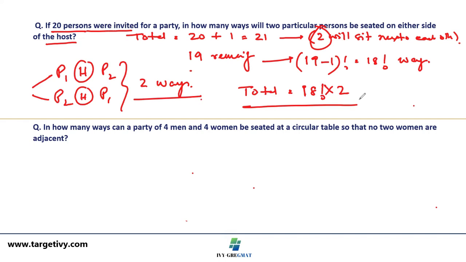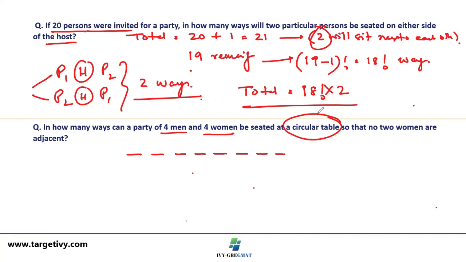In how many ways can a party of 4 men and 4 women be seated in a circular table so that no two women are adjacent to each other? Let's make this arrangement. 4 men, 4 women. So total 8. 1, 2, 3, 4, 5, 6, 7, and 8. Remember, in a circular table.